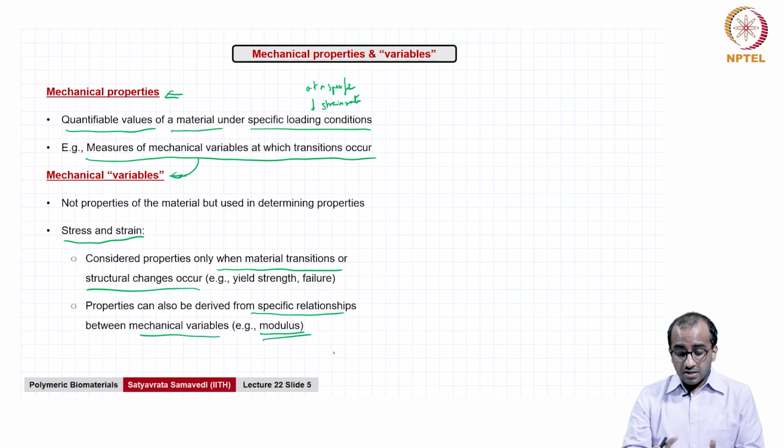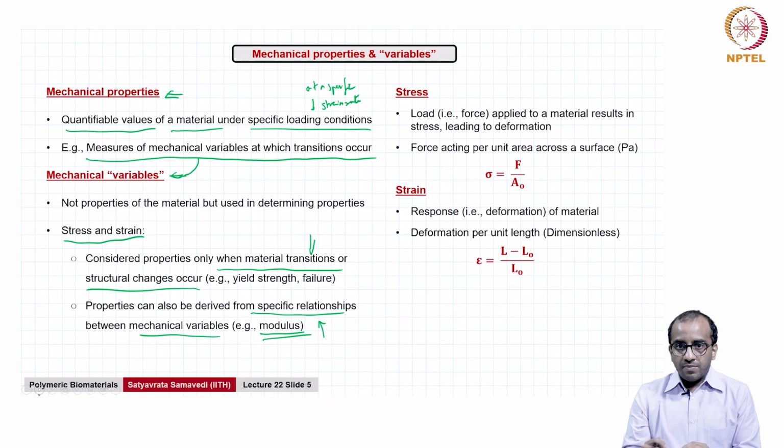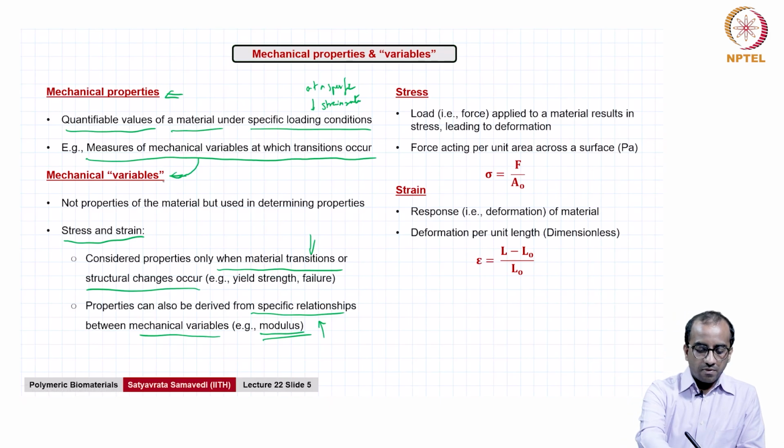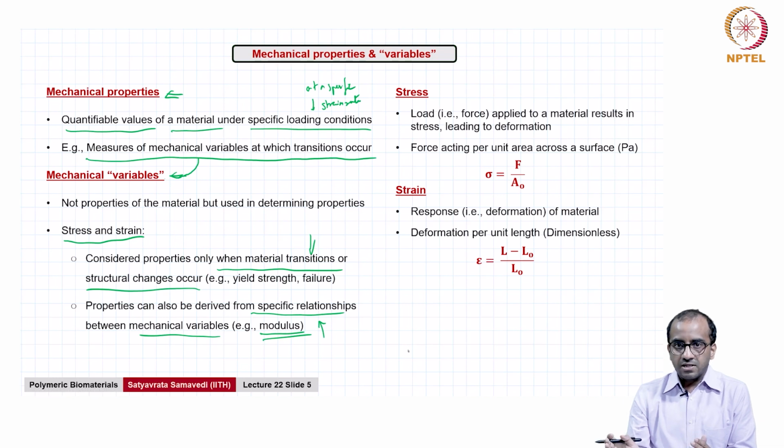The other point is you can find a relationship between them based on whether the material transitions or structural changes occur, or based on specific relationships under certain assumptions and constraints between the mechanical variables themselves. So now with that being said, we will now formally define stress and strain, because that's a good starting point for us. As we saw, you can go from mechanical variables to properties, right? So it's a good idea for us to first define what stress and strain are, and these are again things that you will be quite familiar with, but for completeness we are still defining them here.